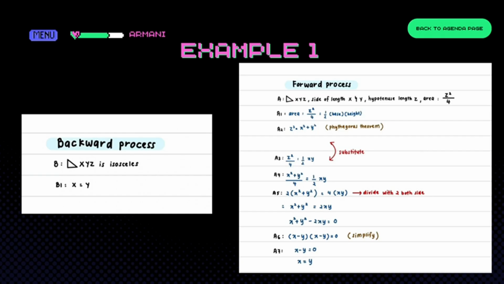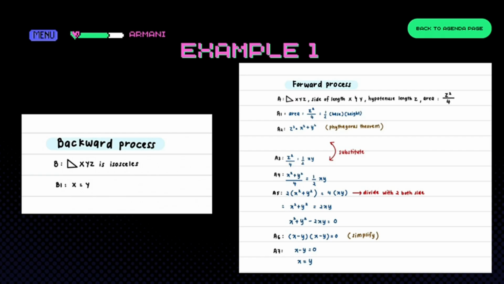And now we will do the forward process. A, triangle XYZ, sides of length x and y, hypotenuse length z, area z squared over 4. A1, area z squared over 4 equals 1 over 2 times base times height. A2, z squared equals x squared plus y squared, the Pythagorean theorem. A3, we substitute, so we get z squared over 4 equals 1 over 2 xy. A4, we get x squared plus y squared over 4 equals 1 over 2 xy.